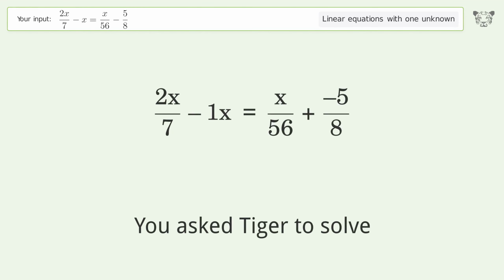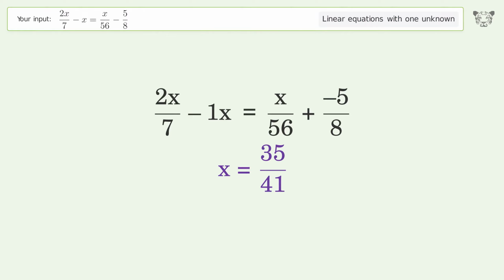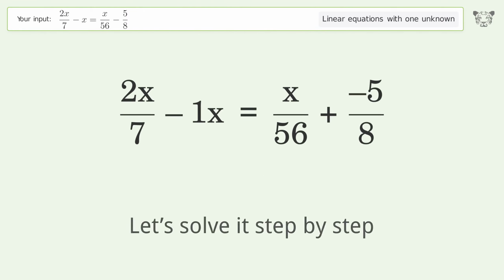You ask Tiger to solve. This deals with linear equations with one unknown. The final result is x equals 35 over 41. Let's solve it step by step.